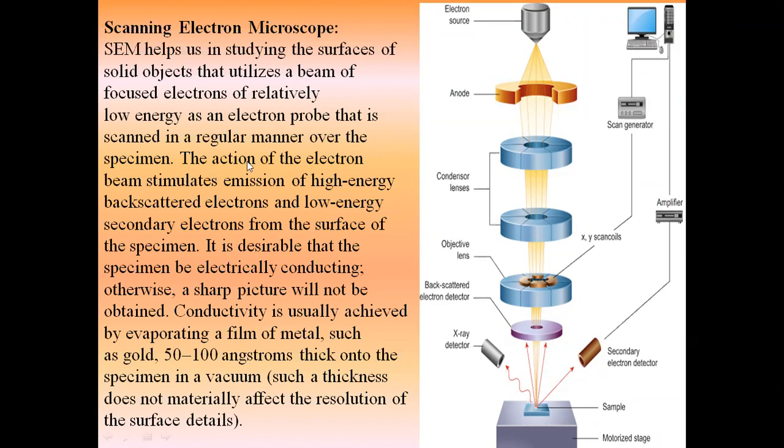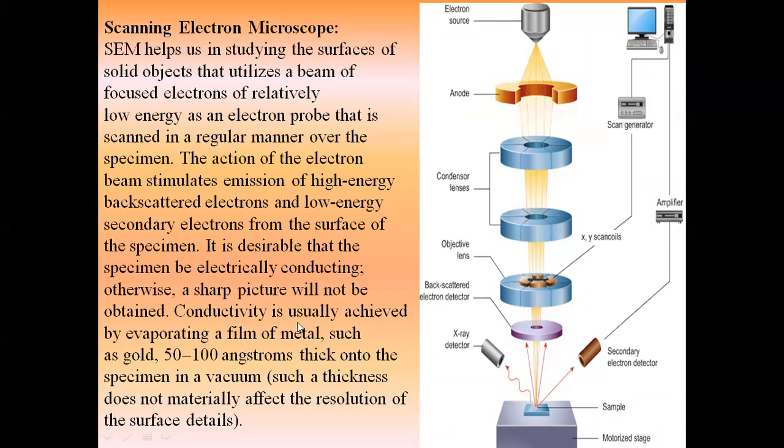The action of the electron beam stimulates emission of high energy backscattered electrons and low energy secondary electrons from the surface of the specimen. It is desirable that the specimen be electrically conducting, otherwise a sharp picture will not be obtained. In these last lines, we will be discussing the sample preparation, how the sample should be prepared.